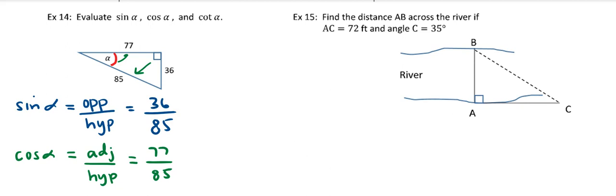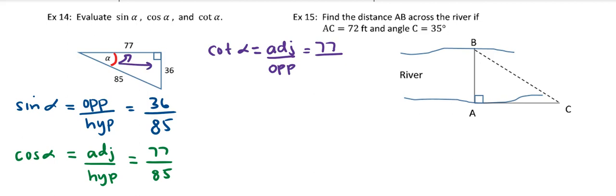And finally, we'll take a look at cotangent of alpha. And according to the relationships, cotangent of alpha is adjacent over opposite. So again, if we're looking at alpha, I know it's situated a little bit differently. The side adjacent to alpha is 77. And the side opposite of alpha is 36. Once again, feel free if you want to see if this has any common factors that reduce. But in this case, the ratio is 77 over 36.